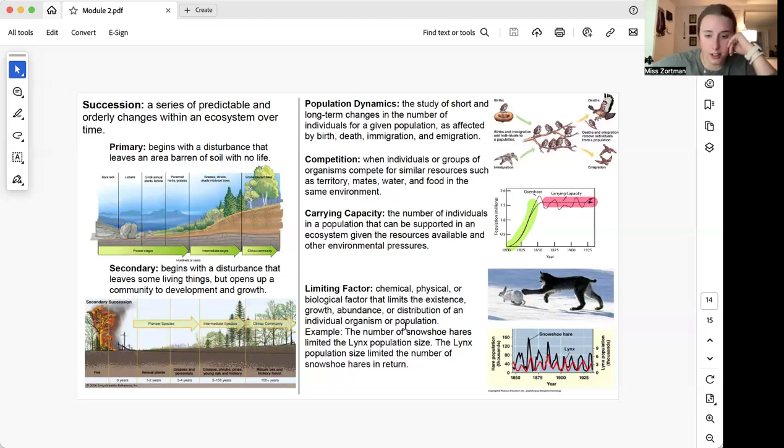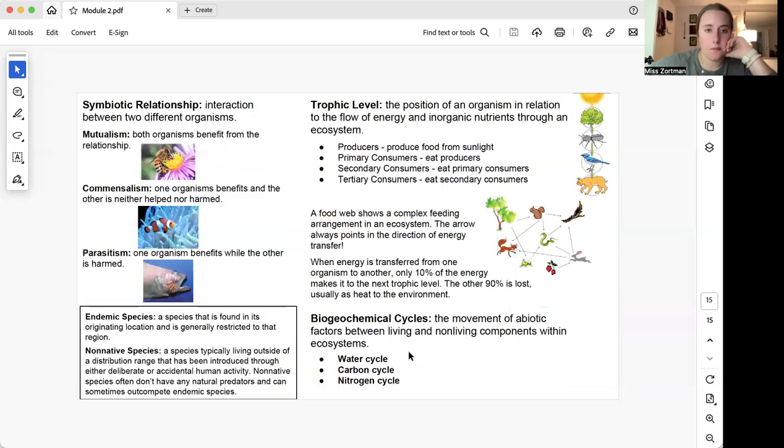A limiting factor is basically what I just said. So it's something that limits a population growing forever. So it's the thing that literally causes the carrying capacity. So again, the snowshoe hare population is a limiting factor to the population size of the lynx. Limiting factor could also just be illnesses, how fast an organism reproduces, anything like that.